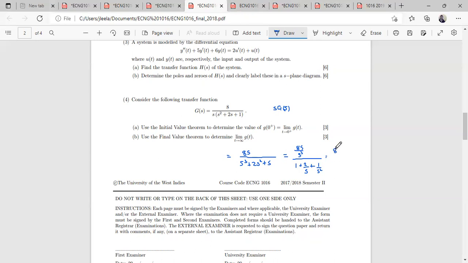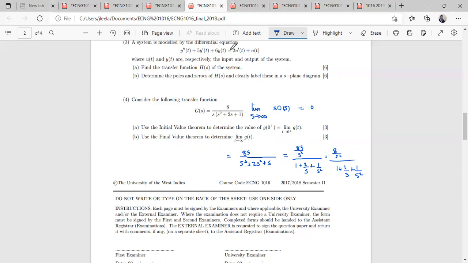And this will be 8 over s squared over that. This will approach 0. 8 over s squared will approach 0, and these two terms here at the bottom will approach 0. So you get 0 over 1 as the limit as s approaches infinity. You'll get 0 over 1, which is 0.